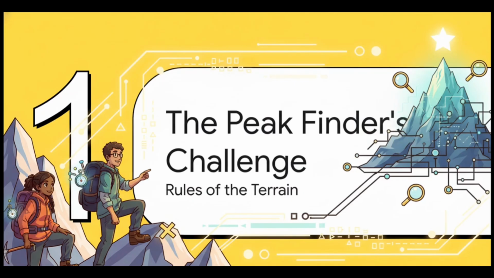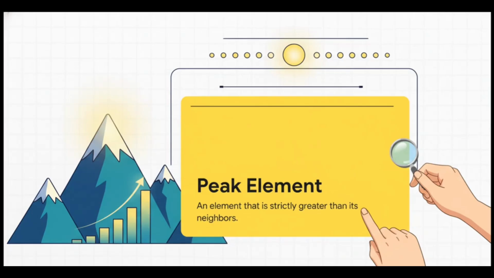Okay, so before we start climbing, every good adventurer needs to know the rules of the game, right? We need to understand the terrain. So what exactly is a peak? The definition is almost too simple. A peak is just a point that's higher than the ground immediately to its left and immediately to its right. That's our target. Find any number in a list that's just bigger than the numbers right next to it.